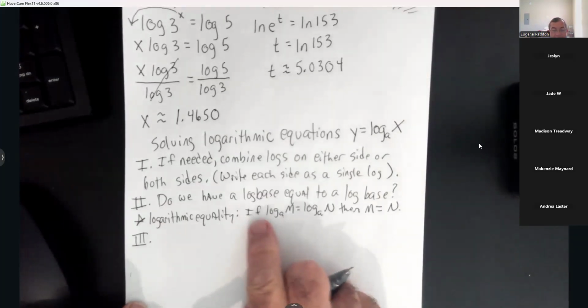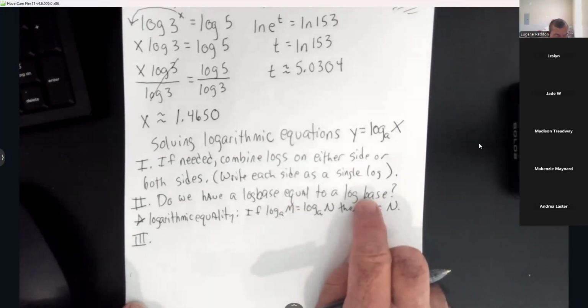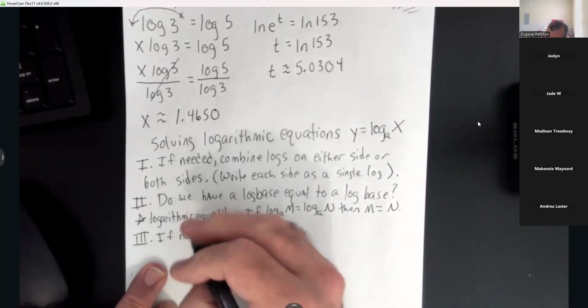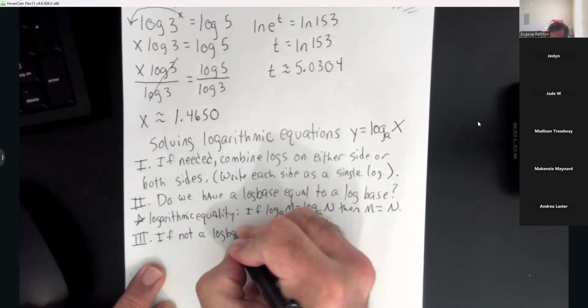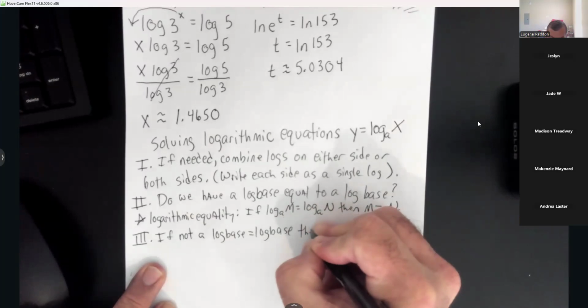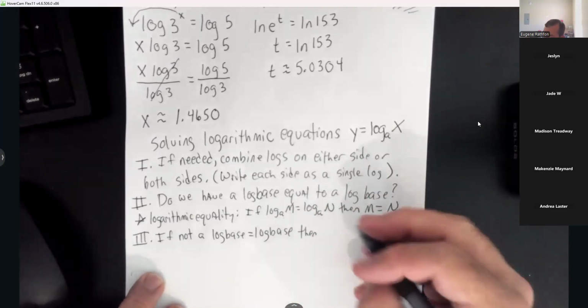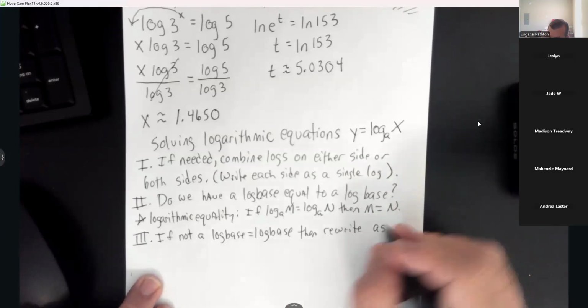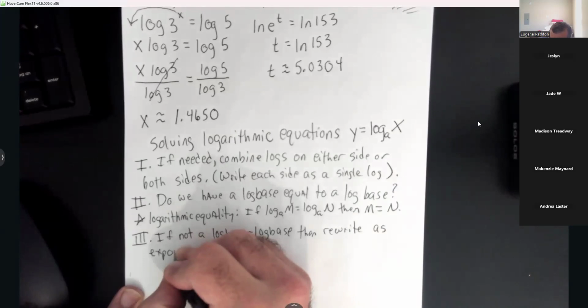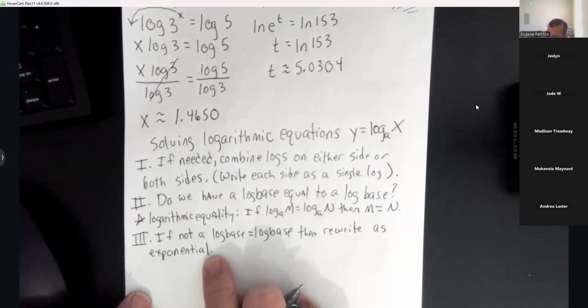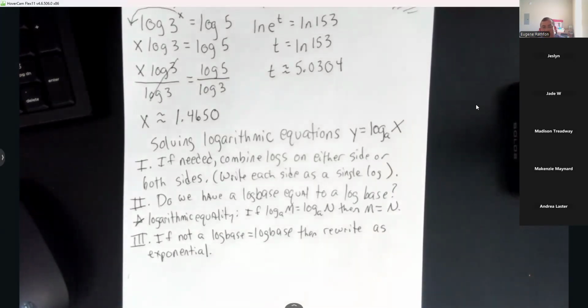But we might not have a log base equal to a log base. So if not a log base equal to a log base, then we're going to rewrite it as exponential. And remember, to rewrite it as exponential, you're going to write the base, the exponent, and then that's going to equal the result.